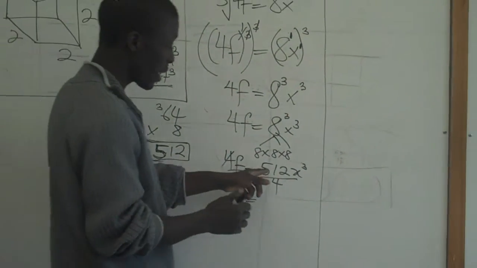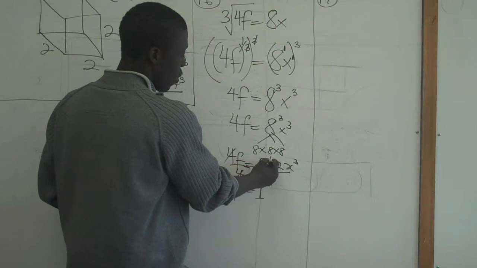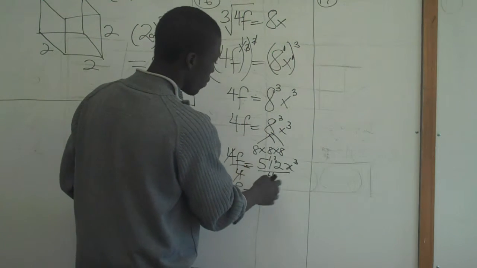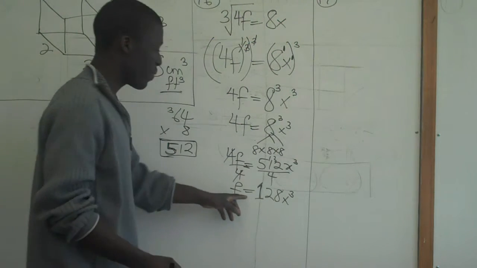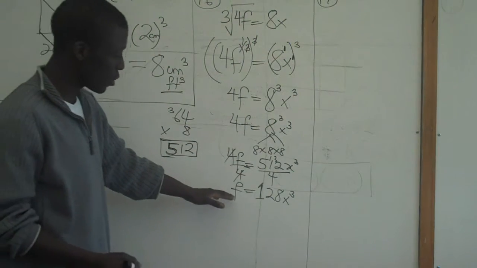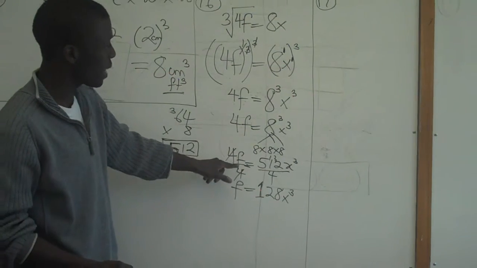We can actually start with the first number. 4 goes into 5 once, and we have a 1 left. 4 goes into 11 twice, we have a 3 left, and 4 goes into 32 8 times x cubed. So f is 128x cubed, and the reason for that again is because you needed to divide both sides by 4 so that f was by itself.